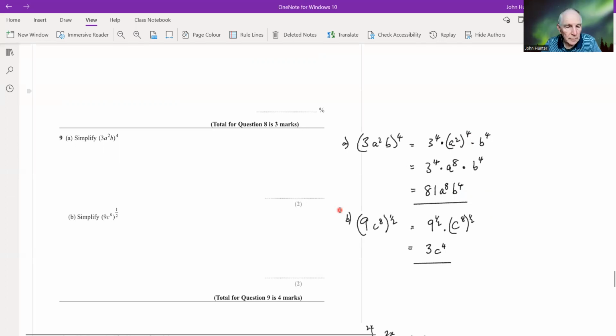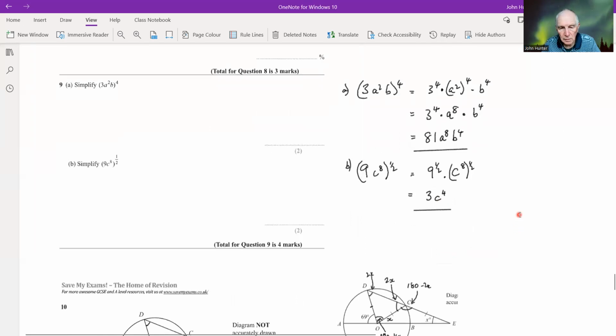And then part B, simplify (9c to the power of 8) to the power of a half. And again, this half applies both to the 9 and to the c to the power of 8. So we've got 9 to the power of a half times c to the power of 8 to the power of a half. 9 to the power of a half is the square root of 9, and that's 3. And c to the power of 8 to the power of a half, well, we multiply these two together, don't we? That gives us c to the power of 4. So that is 3c to the power of 4. Right, so those are pretty easy 4 marks there.